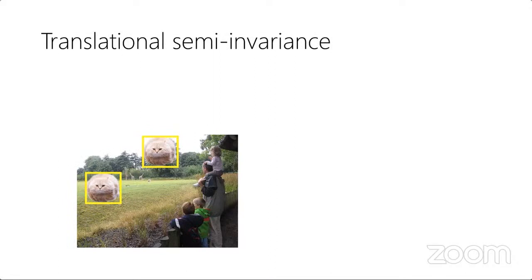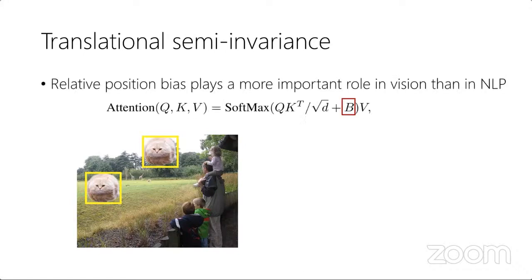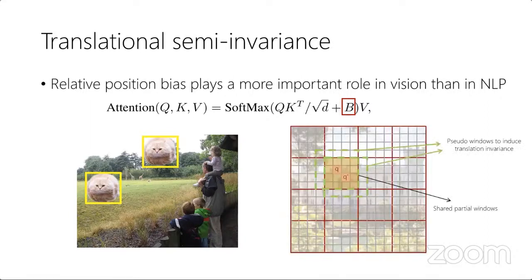The third good prior is called translational invariance. In computer vision, we expect a fat cat at an arbitrary location to be recognized as a fat cat. Moreover, relative position bias plays a more important role in vision than in NLP. We implement this prior by adding a bias term to the similarity computation. An interesting point here is that we don't guarantee full translational invariance due to the overlapped windows. We call it translational semi-invariance. Interestingly, we find this semi-invariance performs as well as full translational invariance in experiments.